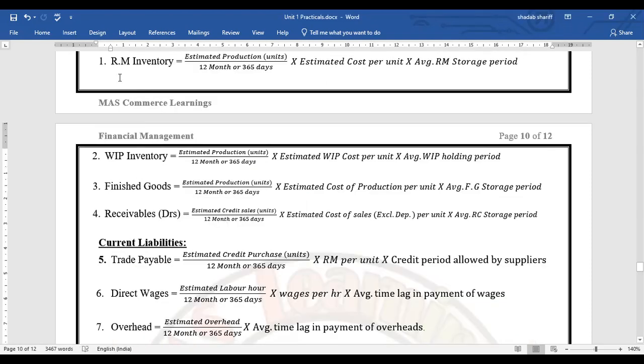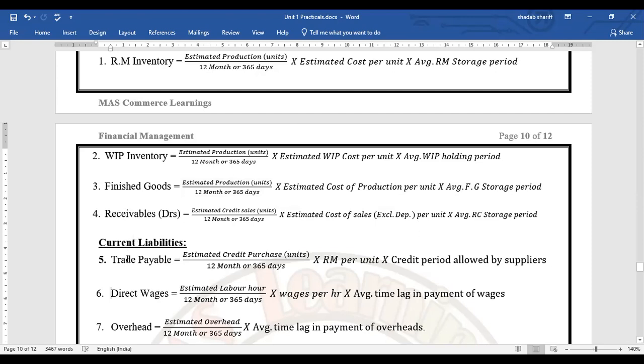Formulas which are required for solving this problem, we have 7 formulas. For raw material inventory we have one formula, that is estimated production divided by 12 months into estimated cost per unit into average raw material storage period. Like that, work in process also we have one, finished goods also we have one, then receivables, which comes under current assets. For current assets we have 4 formulas.